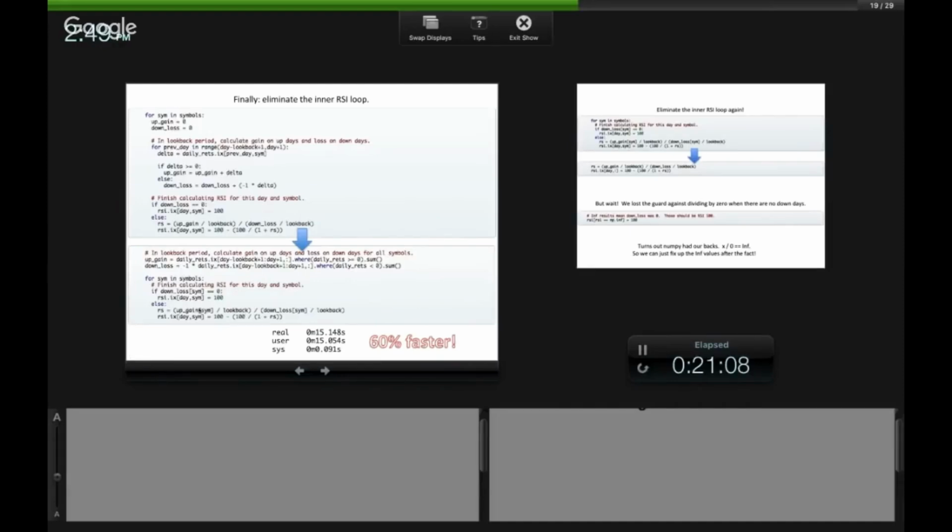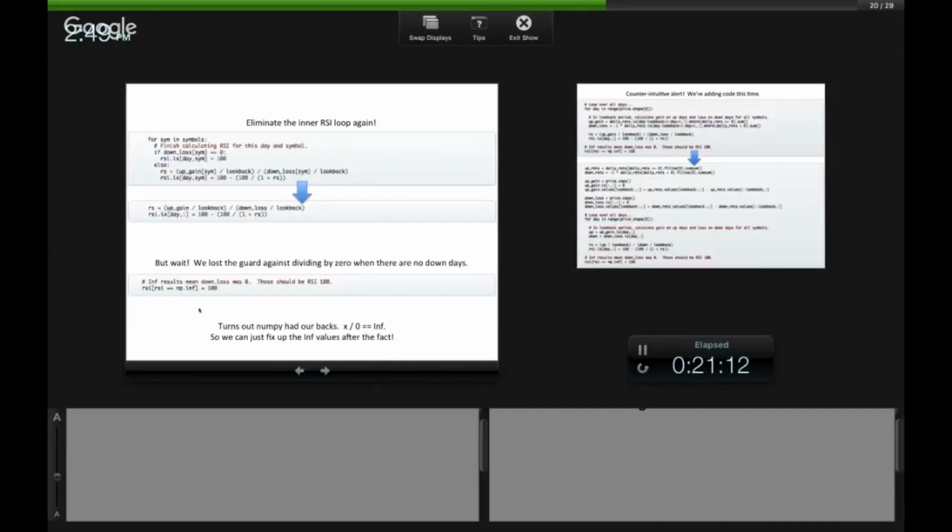But I don't have to stay with just that either. Now I can eliminate the other inner loop and say, why am I looking at all the symbols one at a time? I've already pre-calculated everything. I just need to use it. So instead of looping through the symbols and then indexing into up gain, I can just take the whole vertical vector for the symbols and calculate RSI as one step across all symbols. You've done that a lot of times yourself.